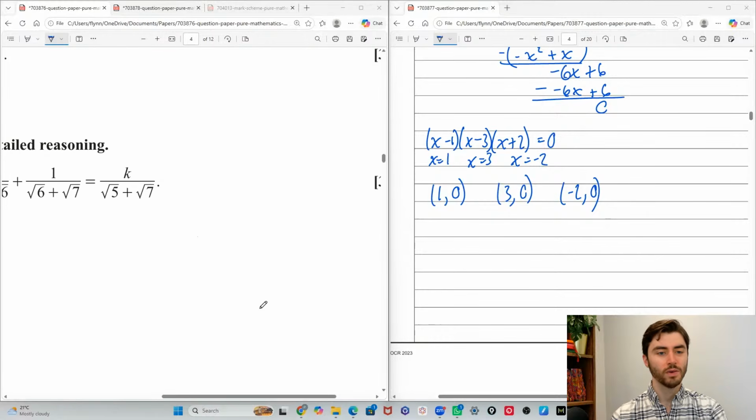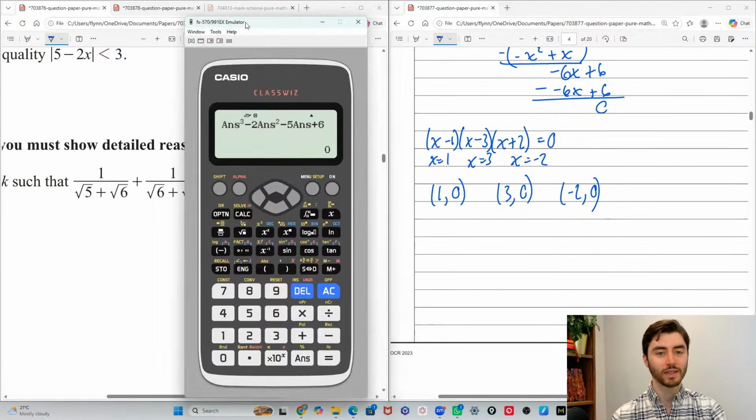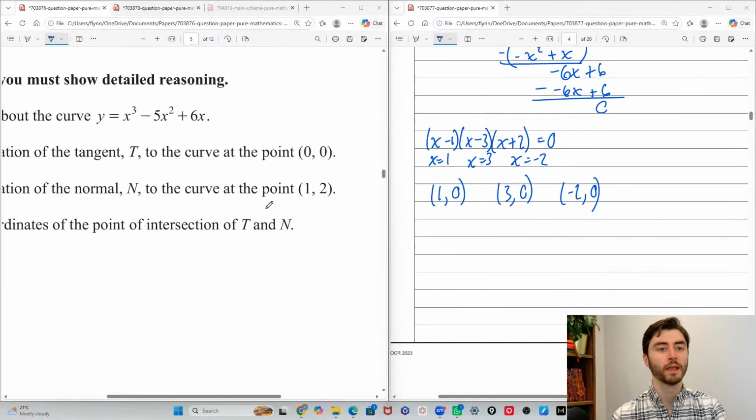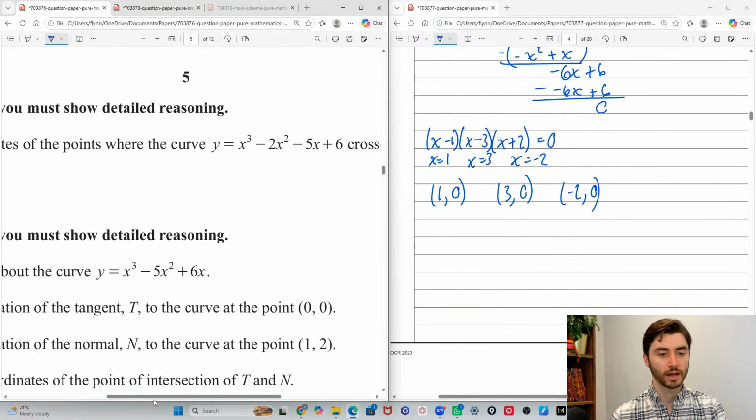Just out of curiosity, I want to try this again. This is bugging me that I didn't get that. I'm stubborn. Plus root 6. If I add on to that, 1 over root 6 plus root 7. Then I subtract off from that 2 over root 5 plus root 7. It's supposed to be clean 0. It is. Okay, so I don't know what I did wrong the first time. Great. So these are all correct.